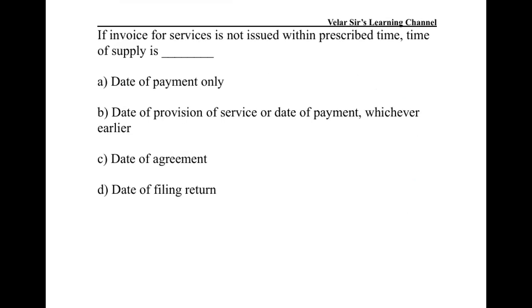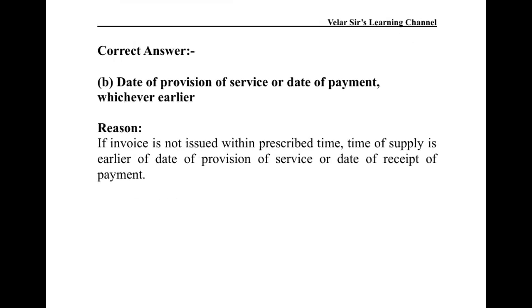Third MCQ: if the invoice for services is not issued within the prescribed time, the time of supply is dash. The options are: first option, date of payment only. B option, date of provision of services or date of payment, whichever is earlier. Third option, date of agreement and date of filing of return. The correct answer will be B, date of provision of service or date of payment, whichever is earlier. The reason is, if invoice is not issued within the prescribed time limit, the time of supply is earlier of date of provision of service or date of receipt of payment.